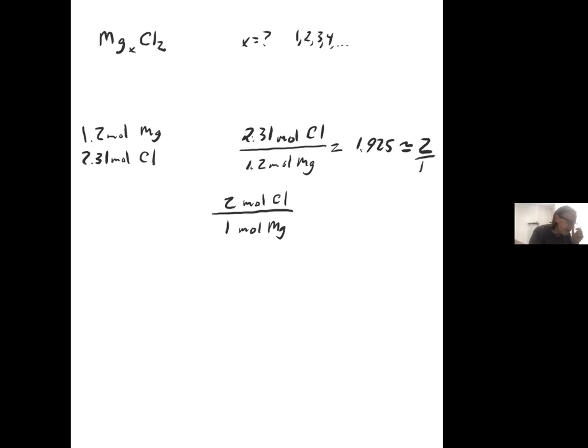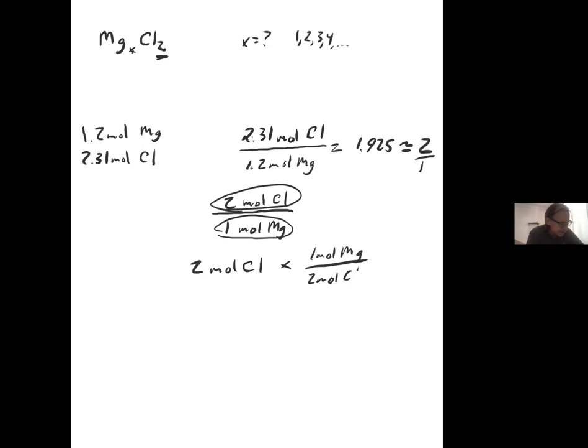So now you come back over here and you say, okay, we know what chlorine is. We want to know what magnesium is. So we know we have 2 moles of chlorine. So I'm going to say 2 moles of chlorine, and we want to know magnesium. So I'll put magnesium on the top. 1 mole of magnesium for every 2 moles of chlorine. Well, that gives you 1 mole, right? 1 mole of magnesium. Because it was 2 and 1, right? So if this is a 2, that's got to be a 1.